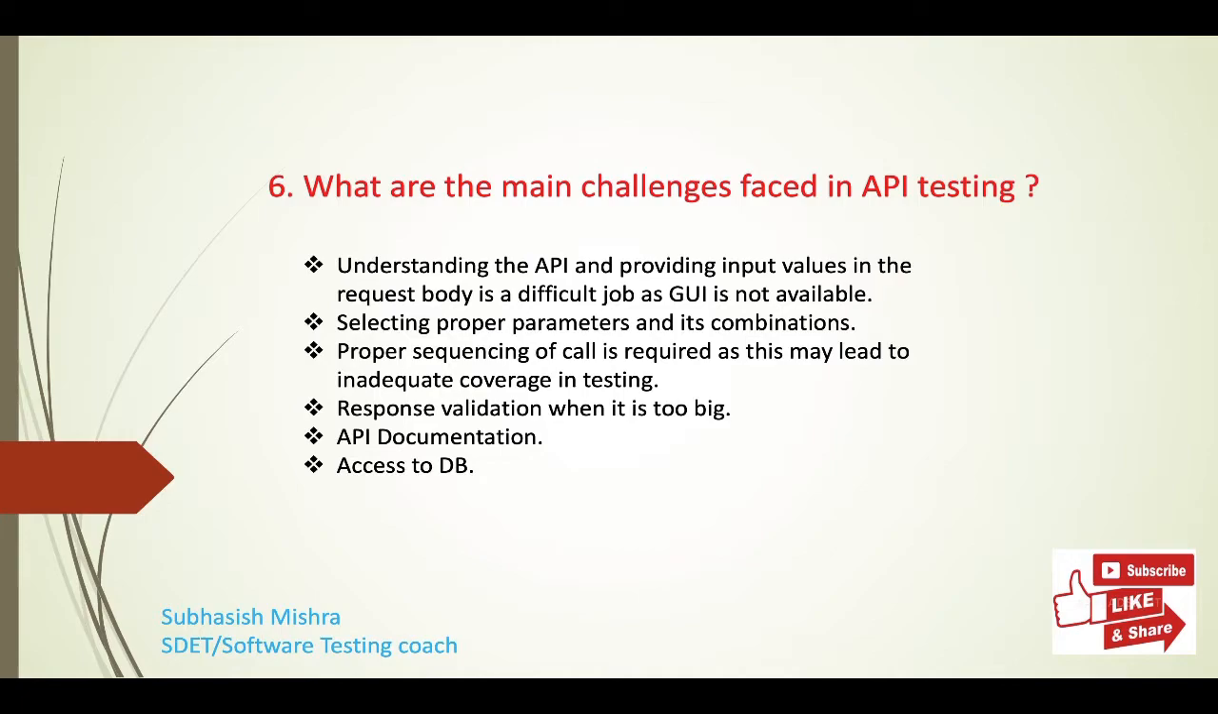Understanding the API and providing input values in the request body is a difficult job as GUI is not available. Selecting proper parameters and its combinations is also difficult. Proper sequencing of calls is required, as this may lead to inadequate coverage in testing. Response validation is difficult when it is too big. So, if it is a big response and we need to validate each field manually, it is a very difficult job and chance of missing defects is high.